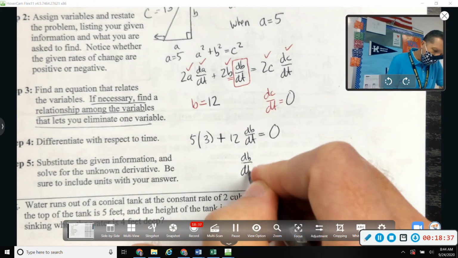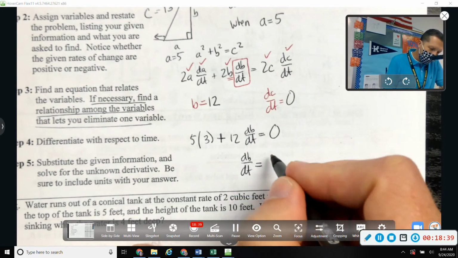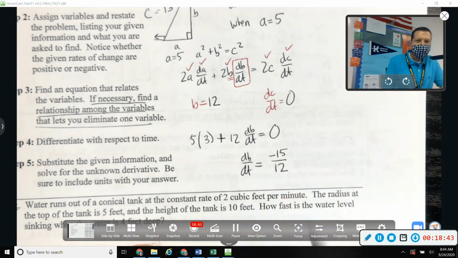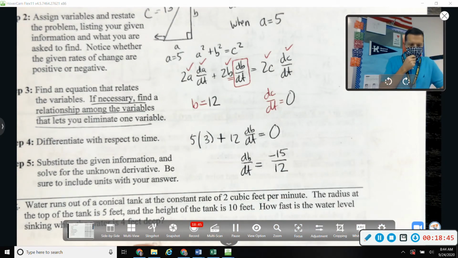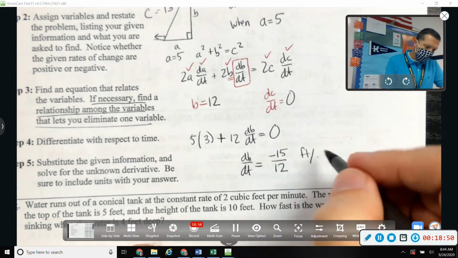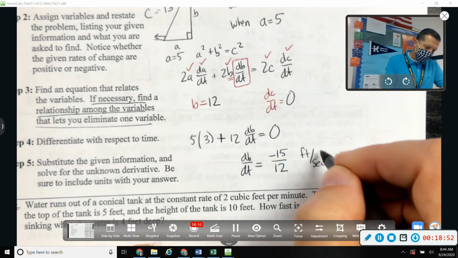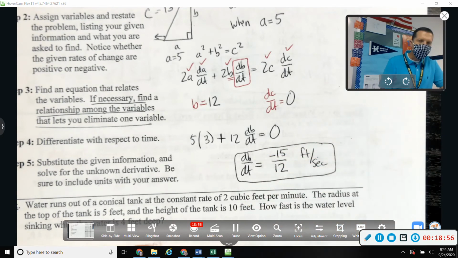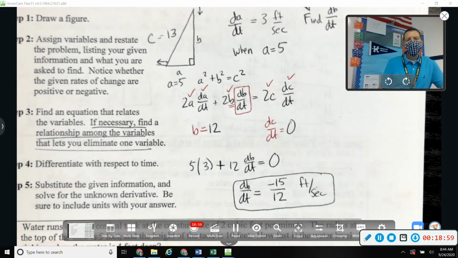So a little bit of algebra. dB/dt is negative 15 over 12. Let's see. B would be in feet. Time would be in seconds. Negative. So you can usually make sense of whether your answer should be negative or positive. There's no way to figure out if it's 15 over 12 or not, but we can make sense of positive or negative.